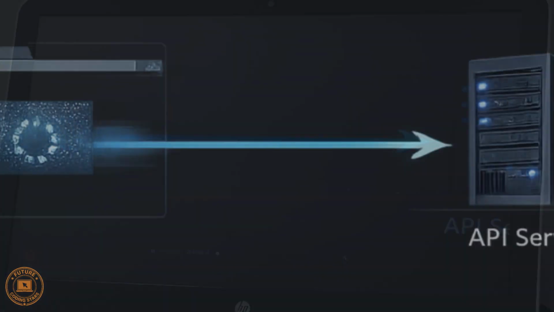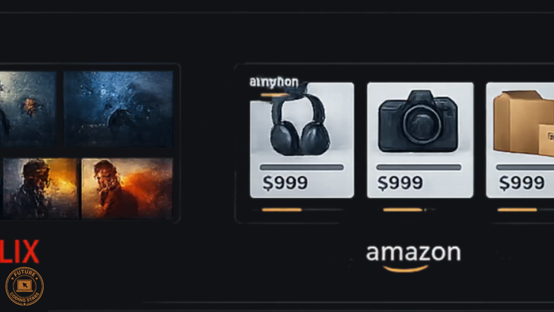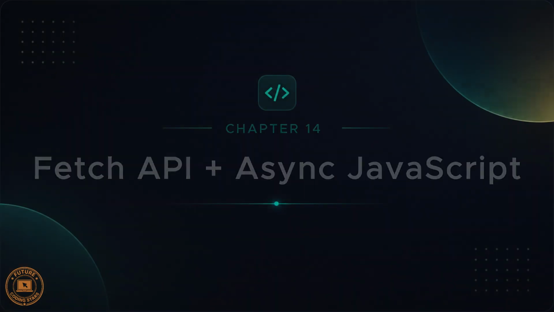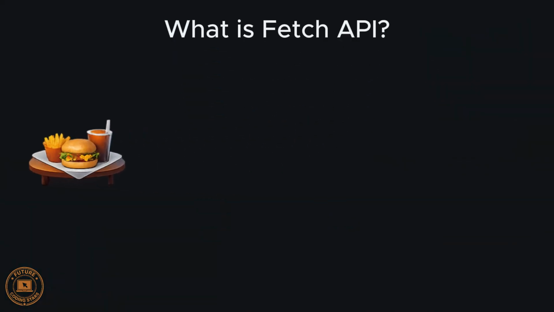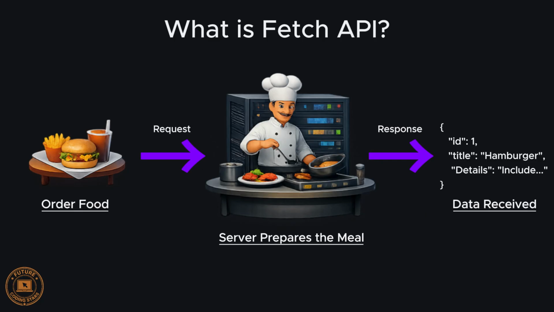Today, we're taking JavaScript to the next level by using the Fetch API to build real applications that communicate with servers, just like modern apps such as Netflix, Amazon, and social platforms. Imagine your browser is a customer ordering food from a restaurant. The browser sends an order, the server prepares the meal, the server sends the response back. That's exactly what Fetch does.